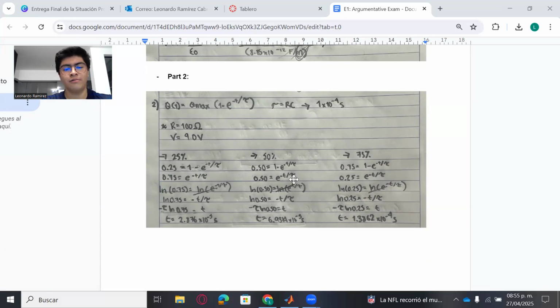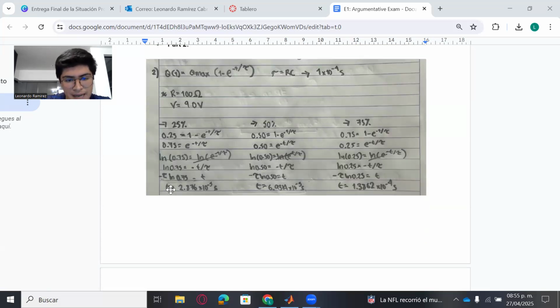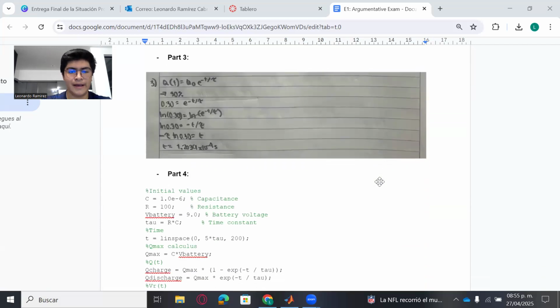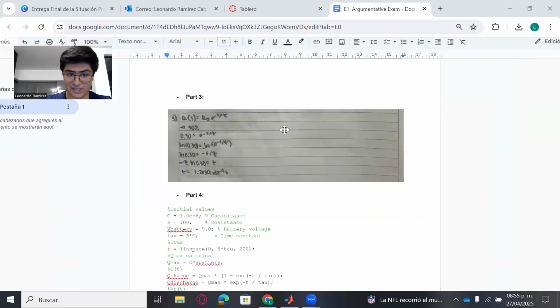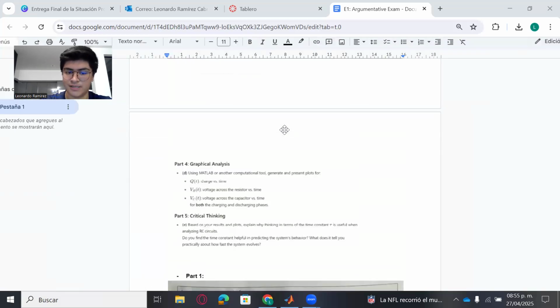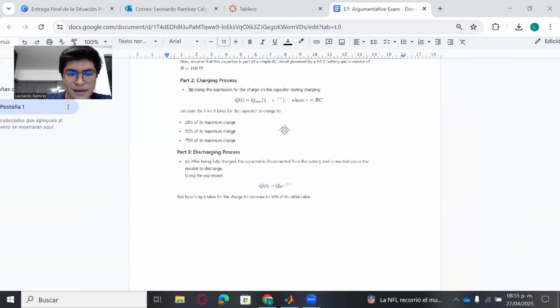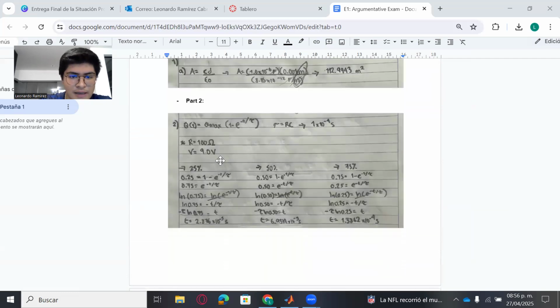So we are simply replacing this Q max with the percentage which we are trying to look for. So in this case, it's 0.25, 0.15, 0.75. And if we perform all the calculations, we end up with the time in seconds, which was the thing we are looking for, as well as with this charging process. Well, that's important to highlight. First, we're talking about charging processes, then discharging processes.